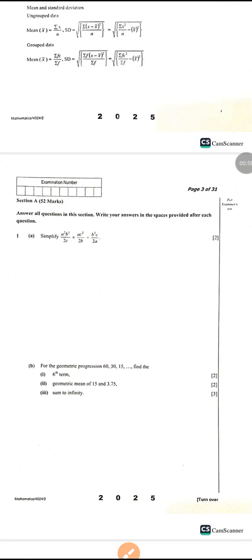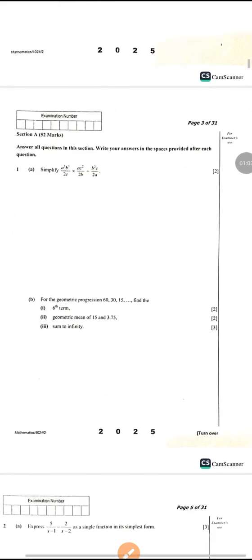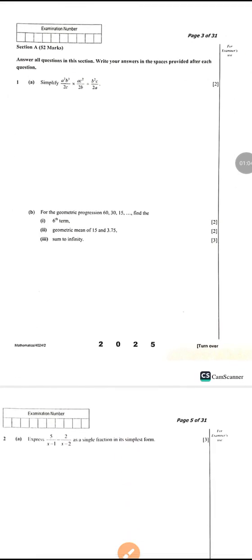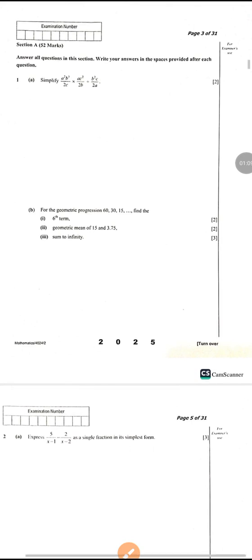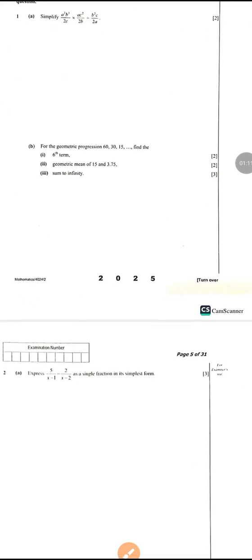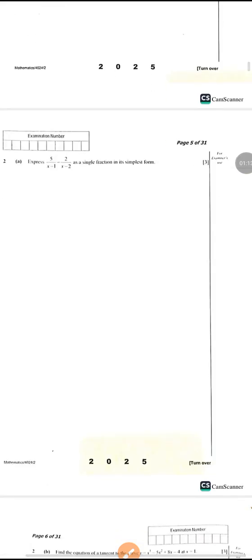As you can see, we are told to simplify, not so. This is the first question. The second question, under question A, it's GP. As you may tell, in paper 1 we have AP, in paper 2 we have GP. This is the second question where we're told to express this function as a single fraction.